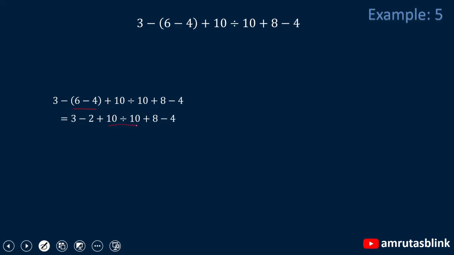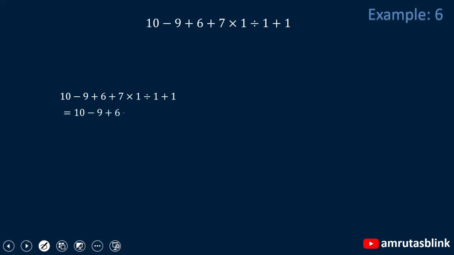Now we'll solve the division part first. So we have 3 minus 2 plus 1 plus 8 minus 4. And now addition subtraction. So 3 minus 2 is 1 plus 1 plus 8 minus 4. That is 1 plus 1 is 2. 2 plus 8 minus 4. That is 10. 10 minus 4 is 6. So your final answer is 6. Hence we can say 3 minus, into the bracket 6 minus 4, bracket complete, plus 10 divided by 10 plus 8 minus 4 is equal to 6.